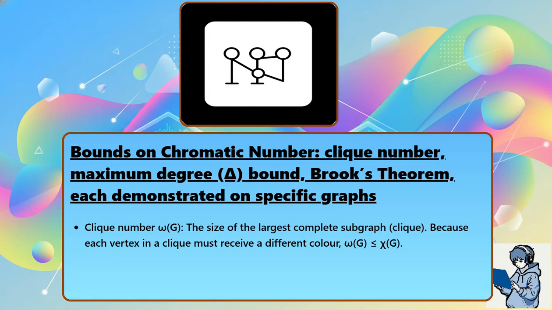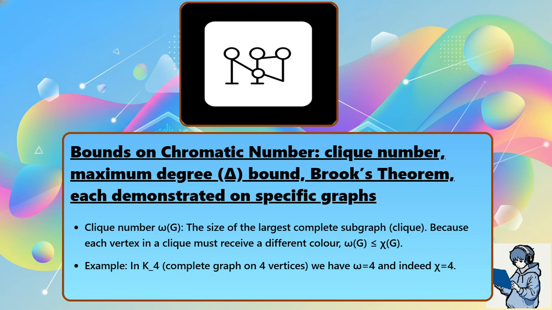Clique number ω(G): the size of the largest complete subgraph, called a clique. Because each vertex in a clique must receive a different color, ω(G) is less than or equal to χ(G). Example: in K4, the complete graph on 4 vertices, we have ω equals 4 and indeed χ equals 4.